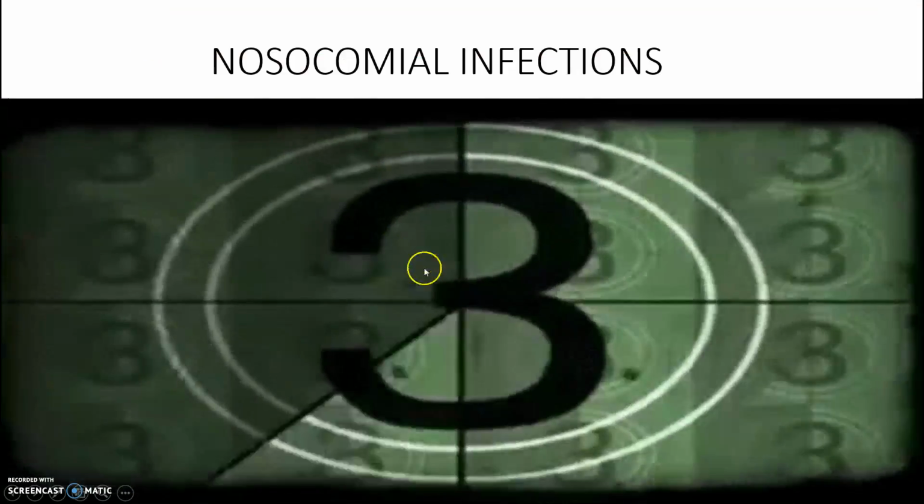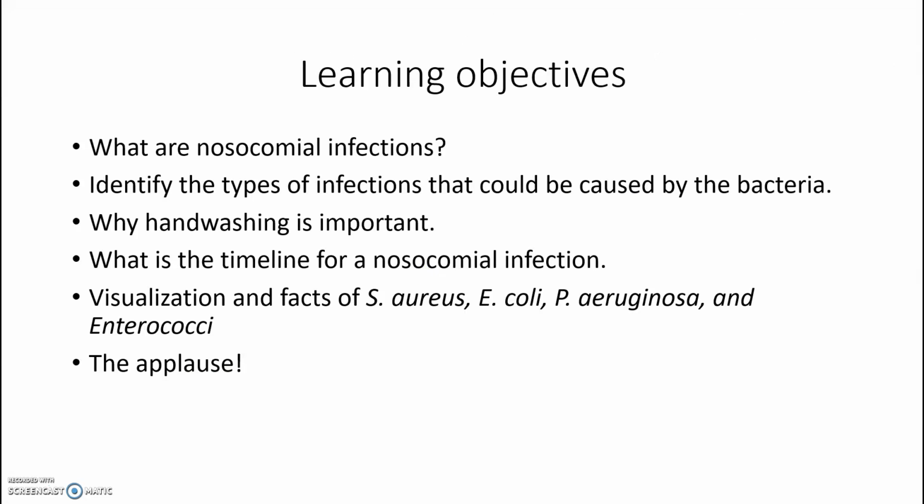Today we're going to talk about nosocomial infections. Our learning objectives are: what are nosocomial infections, identifying types of nosocomial infections that could be spread by bacteria, why hand washing is important, and the timeline for nosocomial infections. Then I'm going to have some pictures, visualization, and facts on Staphylococcus aureus, E. coli, Pseudomonas aeruginosa, and Enterococci. Then we'll be at the end.